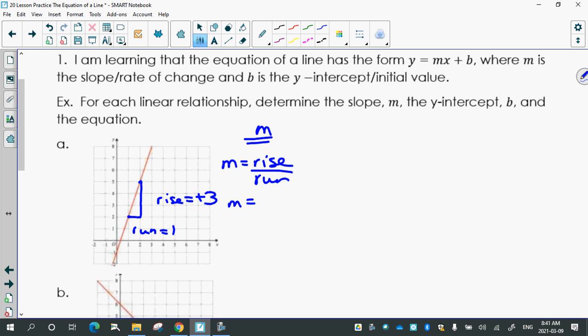So my slope is 3 over 1. But remember, this is a divided by sign. So 3 divided by 1 is just 3. So I don't need the over 1. I can just write the slope as 3. So I'm going to put a box around that. We've now found the slope.